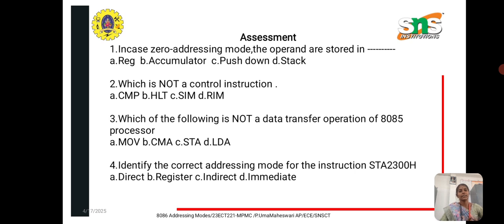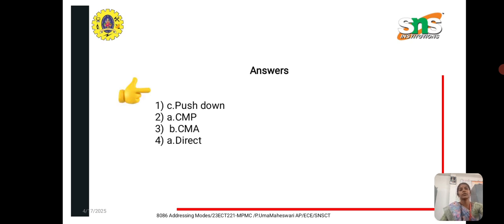Next one is the assessment. In the zero addressing mode, the operands are stored in dash: register, accumulator, push down or stack. Which is not a control instruction, which of the following is not a data transfer operation, and identify the correct addressing mode of the instruction STA 2300H. For this assessment, your answers are here. You can check whether your answers are correct or not.